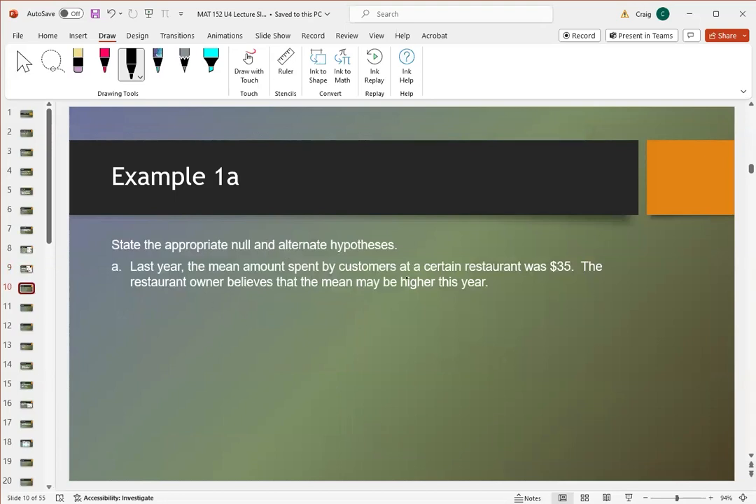Last year, the mean amount spent by customers at a certain restaurant was $35. The restaurant owner believes the mean may be higher this year. So if we wanted to test this, the null hypothesis would be that the mean is equal to $35. It's still equal to. The alternative is that the restaurant owner thinks it's going to be higher. He thinks it's going to be greater than $35. So we always assume that it's equal. Then we would test.